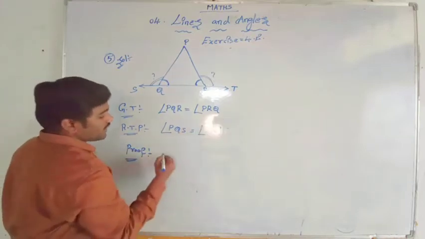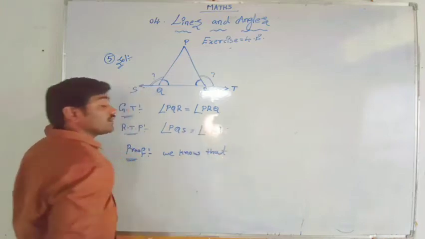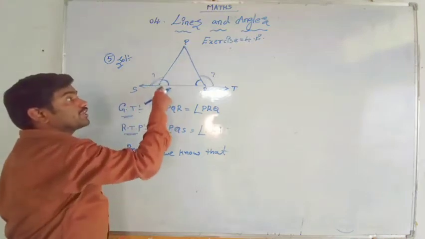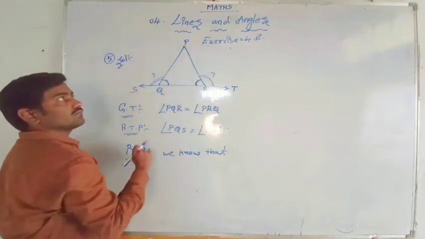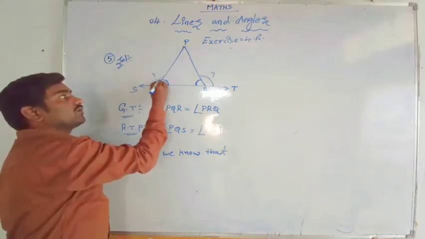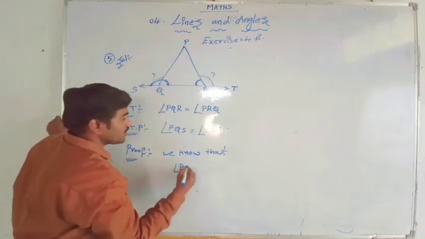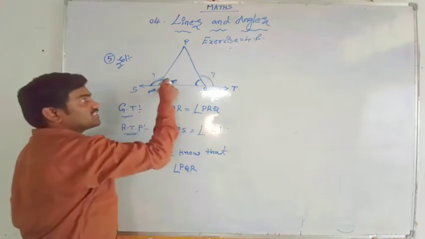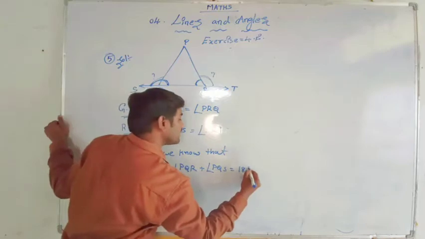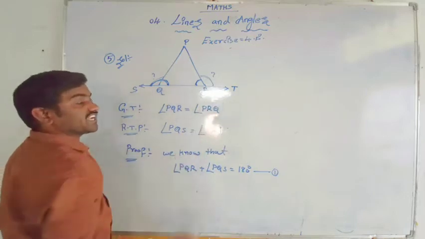Yes, children, we know that here angle PQR plus angle PQS equals 180 degrees. It is a straight line. So angle PQR plus angle PQS equals 180 degrees. This is equation number 1, because here ST is a straight line.